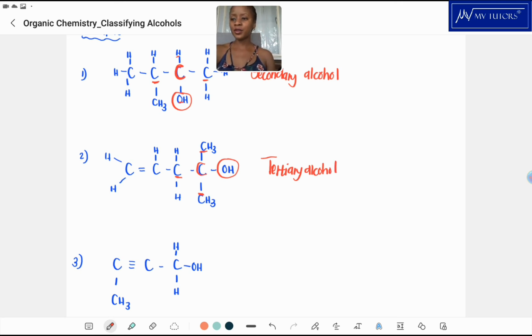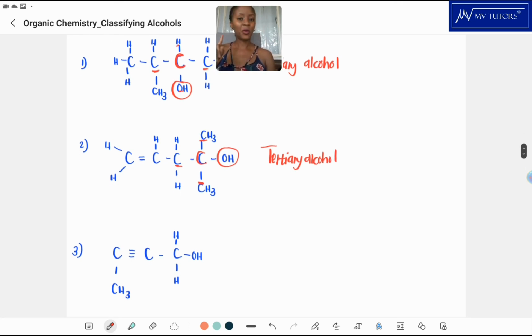Alrighty, and then the third one, where's our hydroxyl group? There it is. This is the carbon of interest, and how many other carbons is that attached to? It's just attached to 1 carbon. Okay, so this would be my primary alcohol. Okay, and then now we're going to name these alcohols.